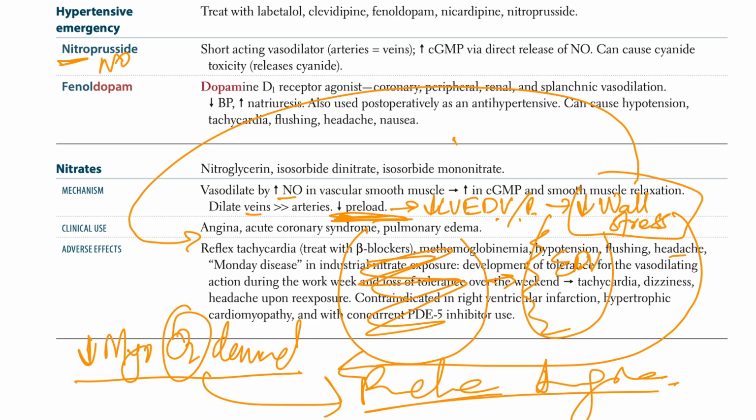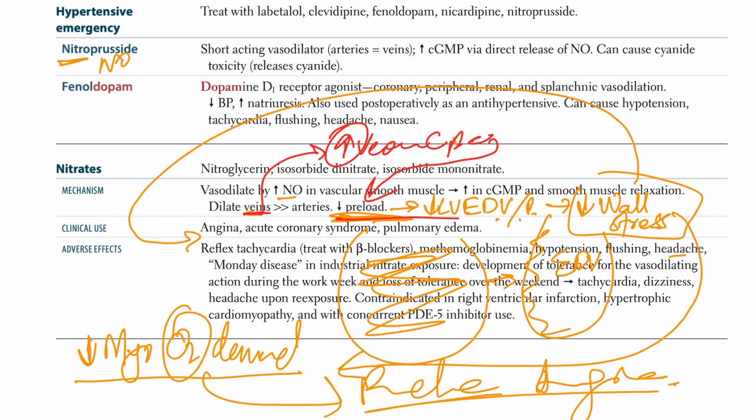The other thing is that because of dilation of the veins, it's going to cause an increase in venous capacitance. Venous capacitance, meaning the increase. It's going to keep the fluid, which is the blood, within the veins, leading to decrease in preload, and all of the things will be there.